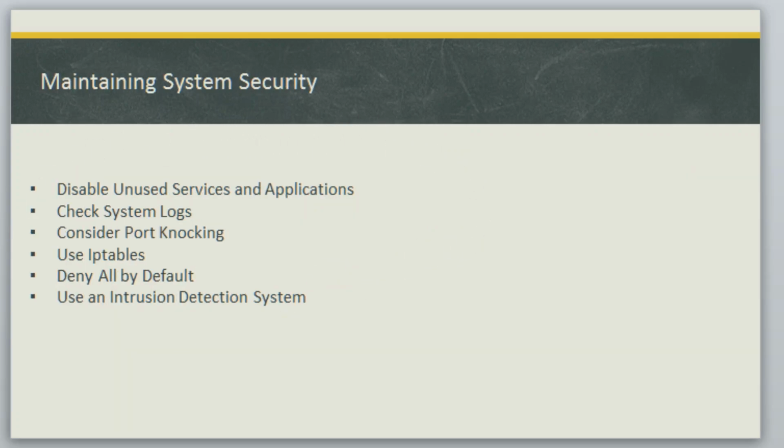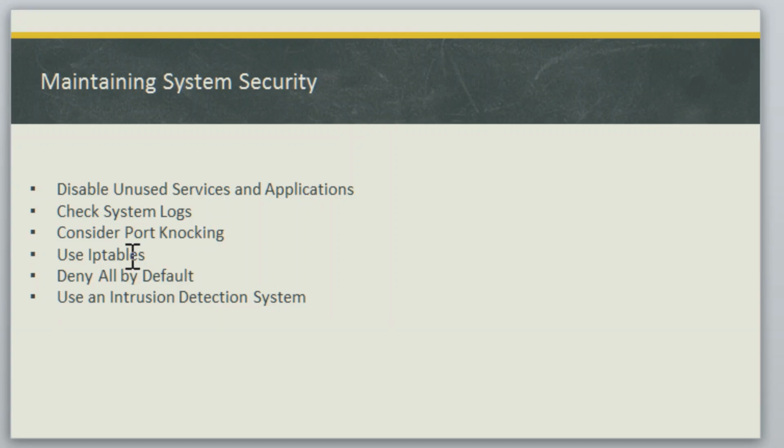So let's talk about a couple things you can do to maintain your system security. First, you can disable any unused services and applications. Next, you can regularly check some system logs to see if anything unusual is occurring. Third, you can consider port knocking. And guys, port knocking just secures ports by requiring specific patterns to be met before things are allowed through it.